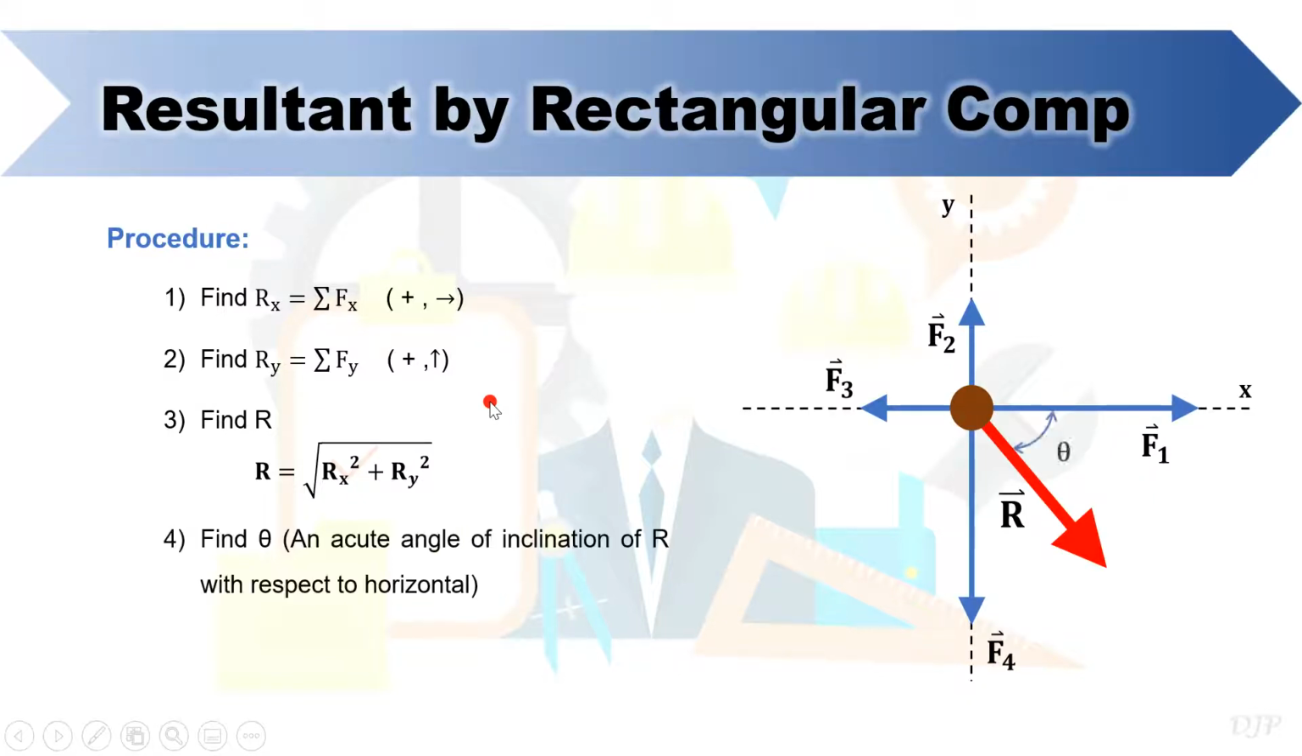Fourth, solve for theta, which is an acute angle of inclination of the resultant with respect to the horizontal. In this case, this formula can be used, and notice that the absolute symbol in the formula is used. This is used to ensure that an acute angle will be obtained once this is operated using your scientific calculators. Take note again, if you're going to use this formula, the angle theta that you will obtain is acute and with respect to the horizontal.